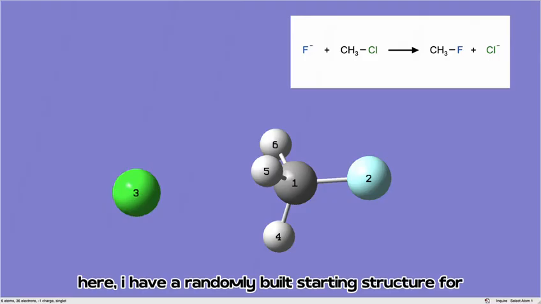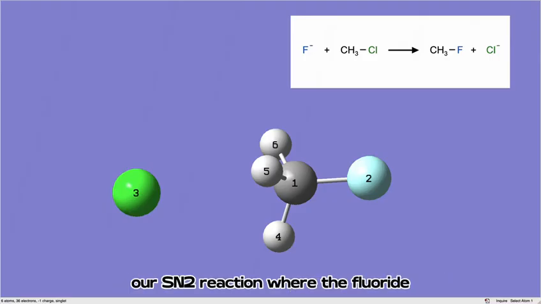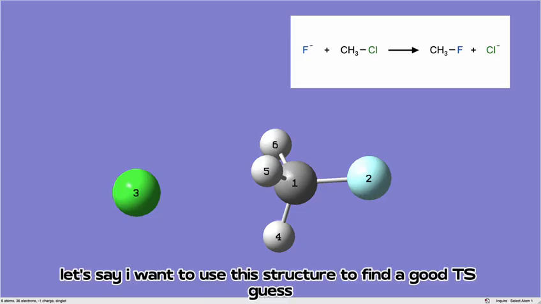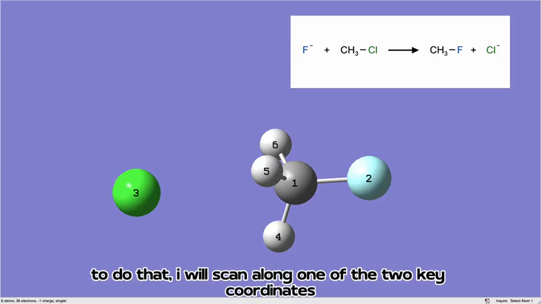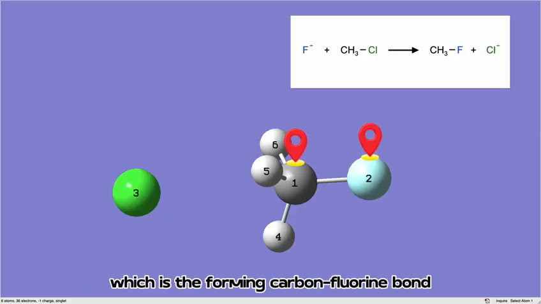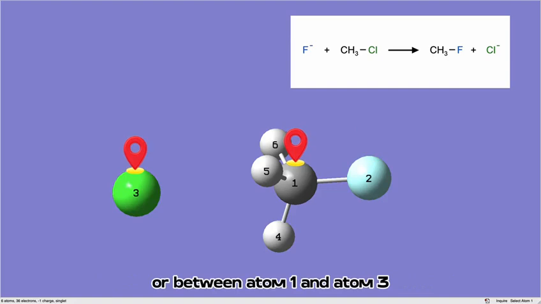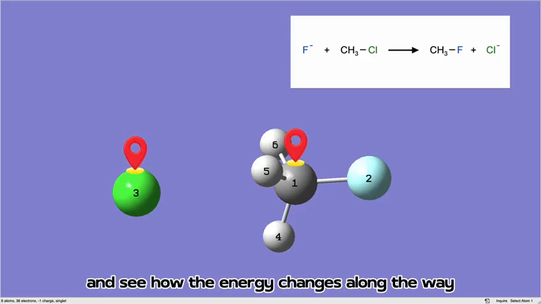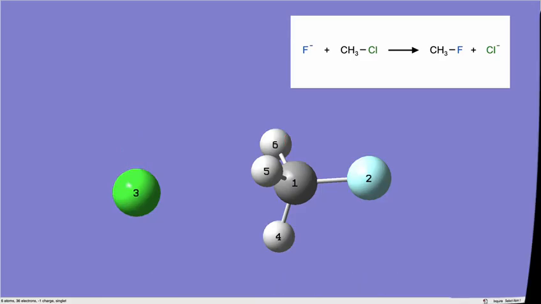Here, I have the randomly built starting structure for our SN2 reaction, where the fluoride anion is attacking the methyl chloride. Let's say I want to use this structure to find a good TS guess. To do that, I will scan along one of the 2 key coordinates, either the distance between atom 1 and atom 2, which is the forming carbon-fluorine bond, or between atom 1 and atom 3, the breaking carbon-chlorine bond, and see how the energy changes along the way.